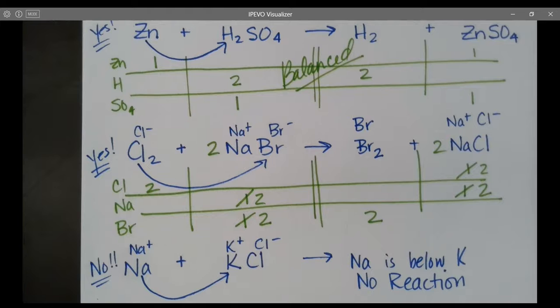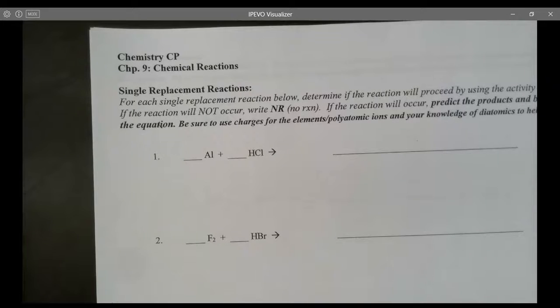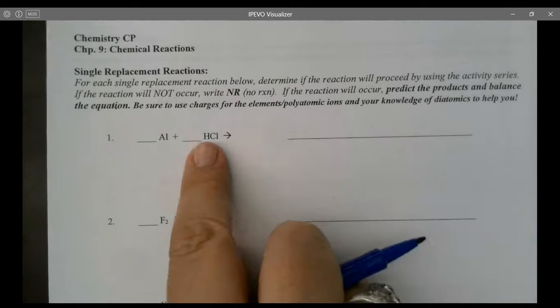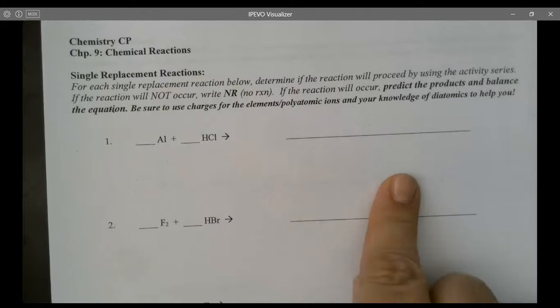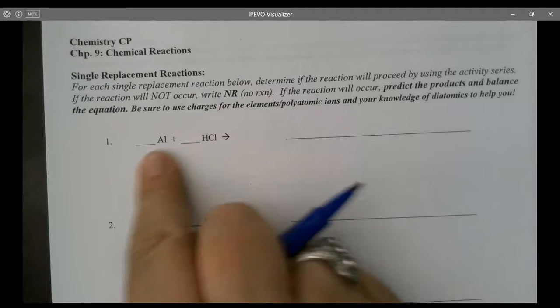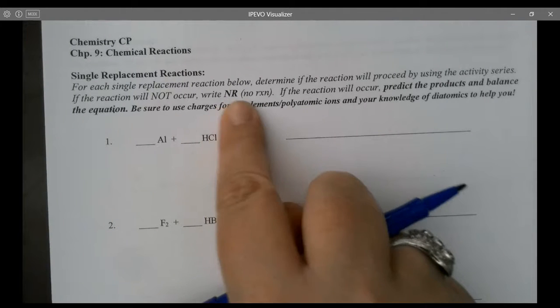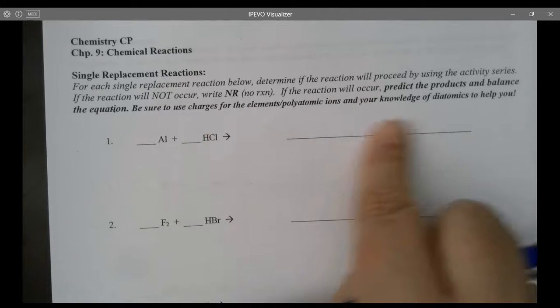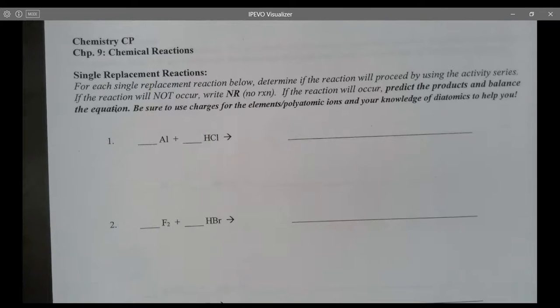So I would like for you to take out page 14 now, and let's go over 14 together. Okay, so we're going to go through some practice problems on 14. It wants us to, again, do exactly what we were just doing. Determine if there's going to be a reaction. If there is not a reaction, we write NR or no reaction. If there is a reaction, we have to predict the products and balance.